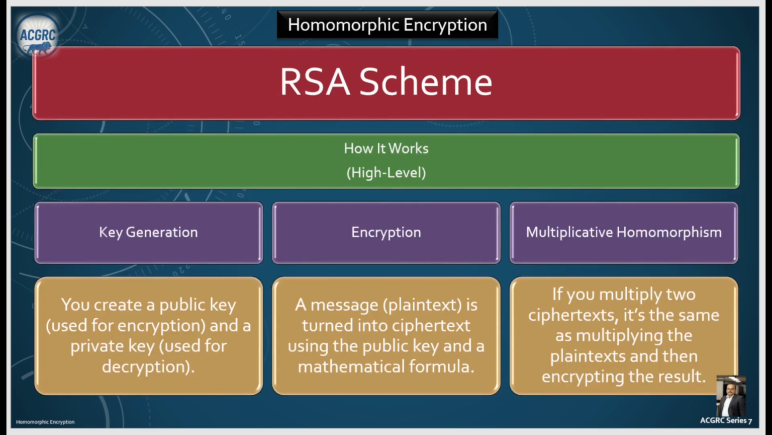So how does it work? It starts with you creating a public key and a private key. Then a message is turned into a ciphertext using the public key, and a mathematical formula is used. Now if you multiply two ciphertexts, it's the same as multiplying the plain text and then encrypting the result.